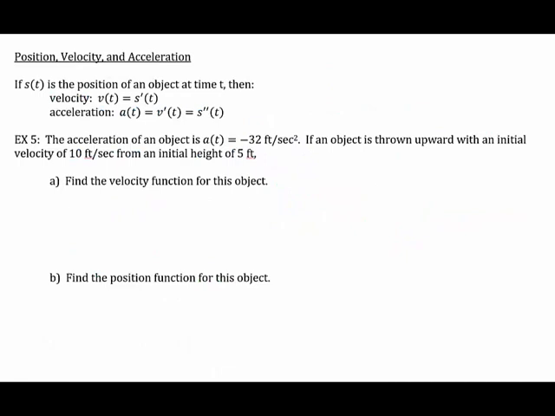My next example involves positions, velocities, and accelerations. And we've learned in the past that velocity is the derivative of position. Acceleration is the second derivative of position. So I guess in the context of antiderivatives, we could say that the velocity is the antiderivative of your acceleration, and your position has to be the antiderivative of your velocity.